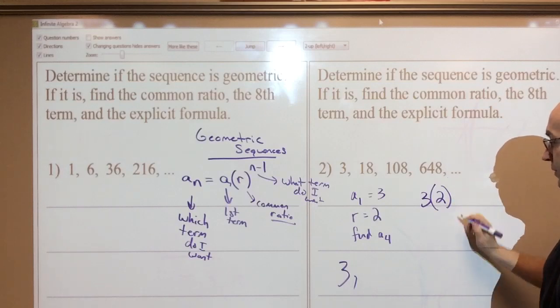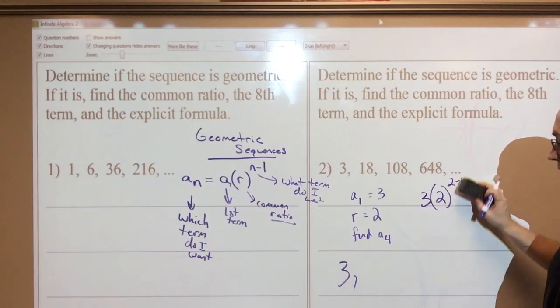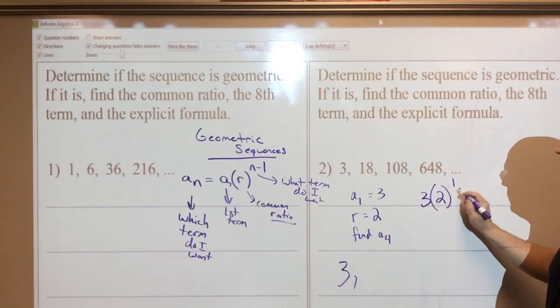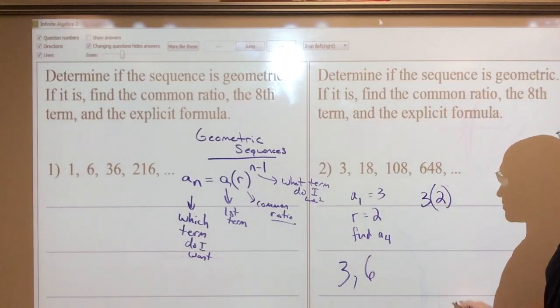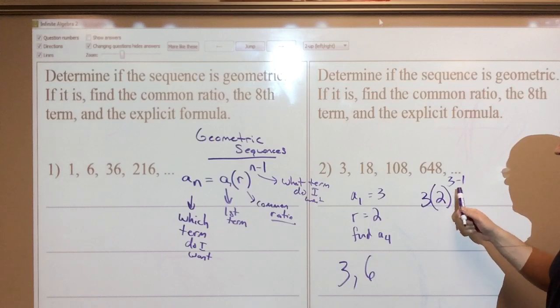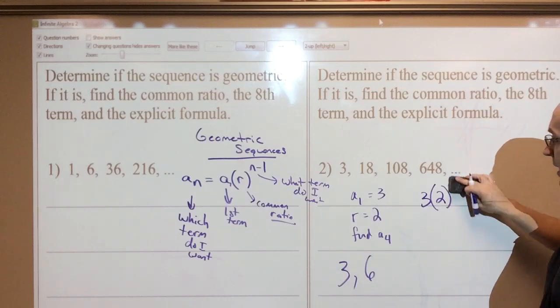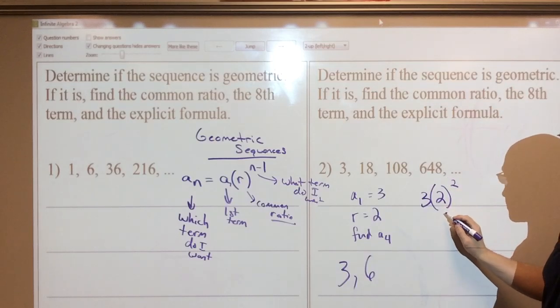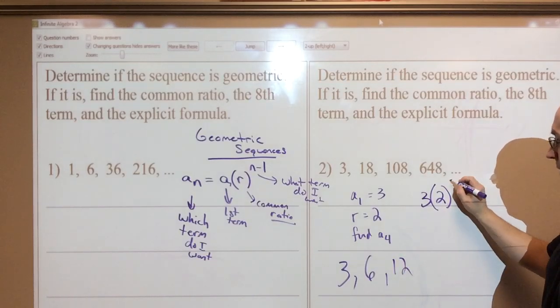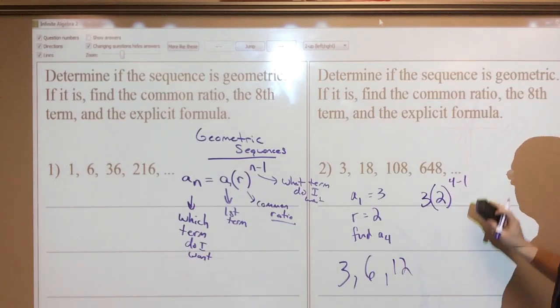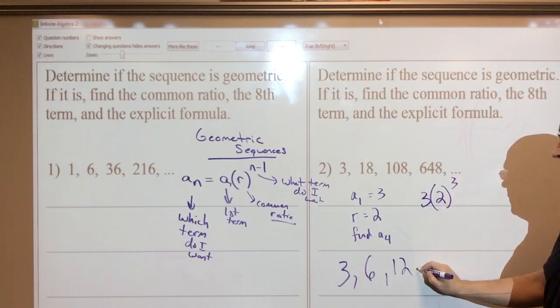Let's find the second term, so 2 minus 1. That's just going to be simply 1. So 2 to the first power is 2, times 3 is 6. Now I want the third term in the sequence, so this is 3 minus 1. So it's 2. So 2 to the second power is 4. So 4 times 3 is 12. Now we are back to the fourth term, which is 4 minus 1, which is just simply 3, which gives me 24.